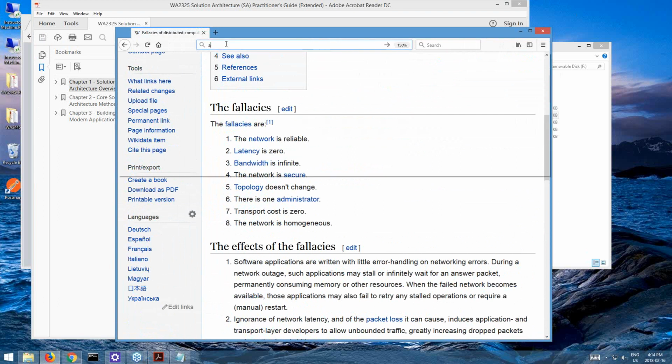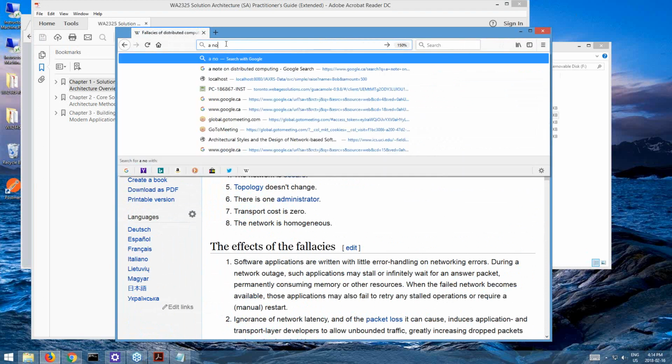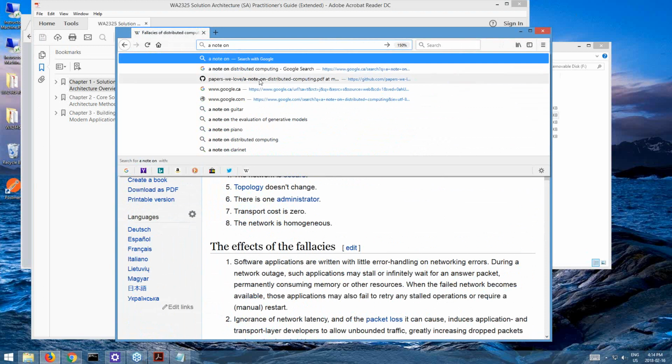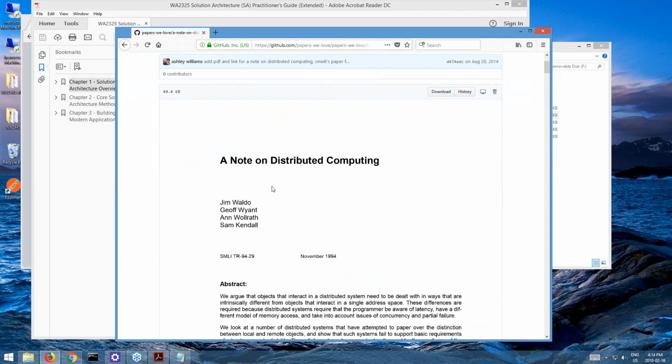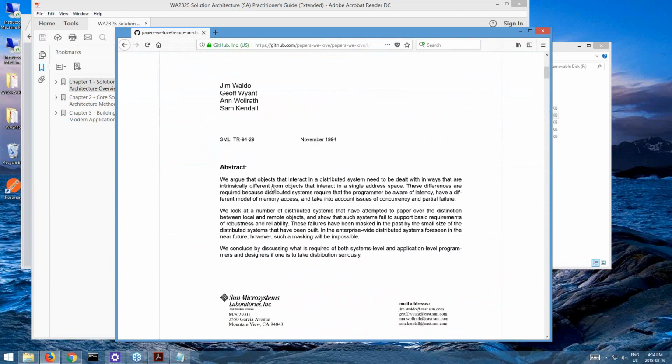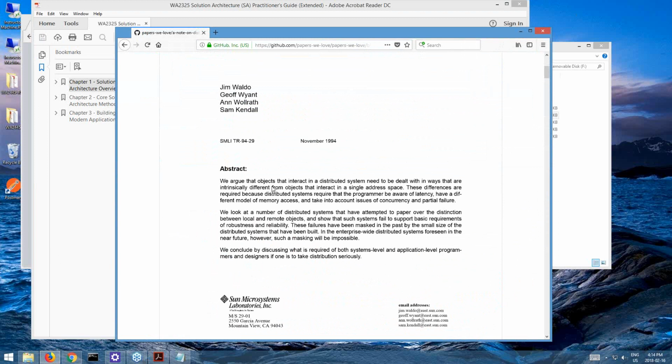The other resource I'd like to point out is something called A Note on Distributed Computing. Getting harder and harder to find, but here's someone stored a copy of it up on GitHub. And this was written by Jim Waldo, Jeff Wyant, Ann Wollrath, and Sam Kendall. These are the people that wrote most of Java's Remote Method Invocation implementations, and they're also the people behind a networking infrastructure called Jini that Sun proposed starting around 2000. And that's actually where I came about it.